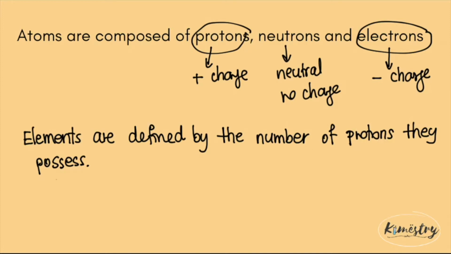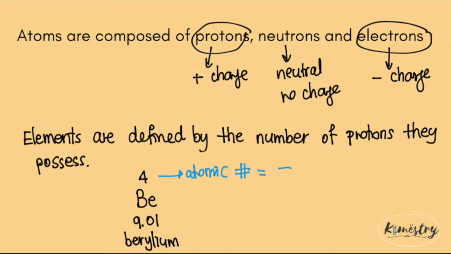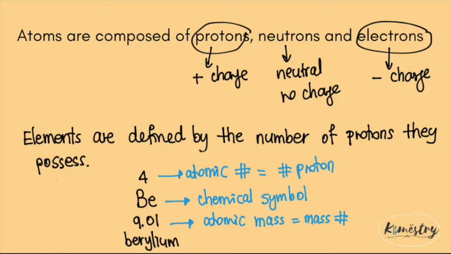So let's look at beryllium. This is how beryllium is shown on the periodic table. Number 4 is the atomic number. It's the same thing as the number of protons. And then Be is the chemical symbol. 9.01 is the atomic mass or mass number. And then beryllium is the name of the element.